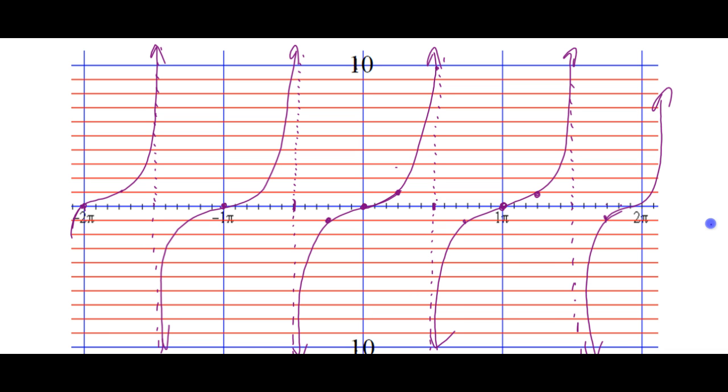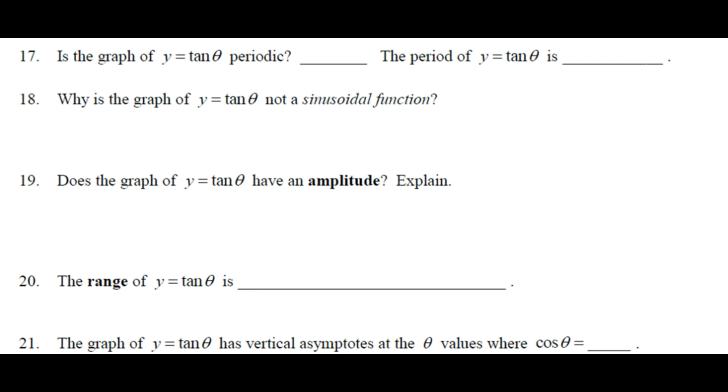All right, needs a couple minutes. Let me pause this while you copy. Is the graph periodic? Yeah. Does it repeat? Yes. What's the period? How long does it take to go through a complete cycle? 1 pi. So the period is pi. It's different, right? For sinusoidal graphs, the sine and cosine, the period is 2 pi. Why is the graph y equals tan theta not sinusoidal? It's not a wave.